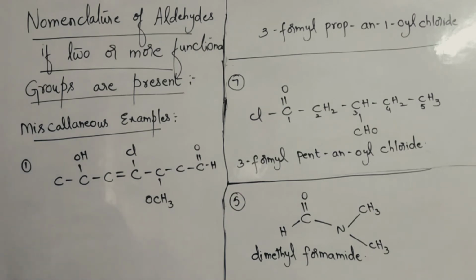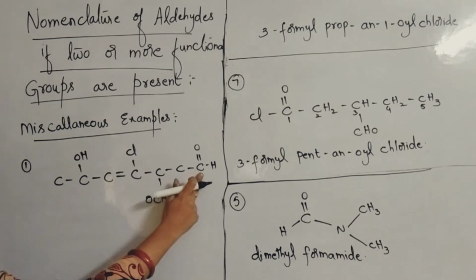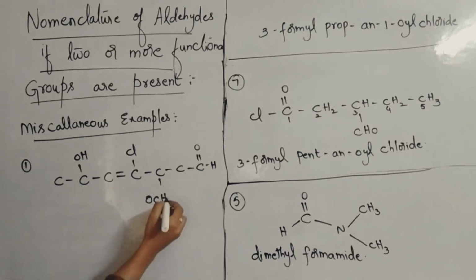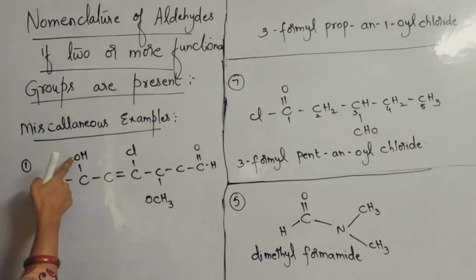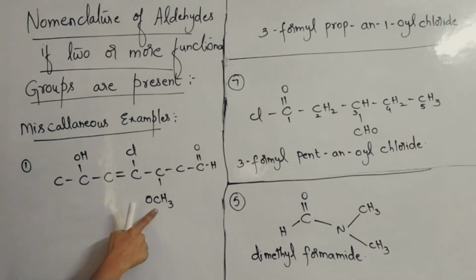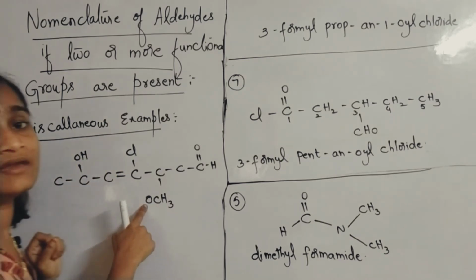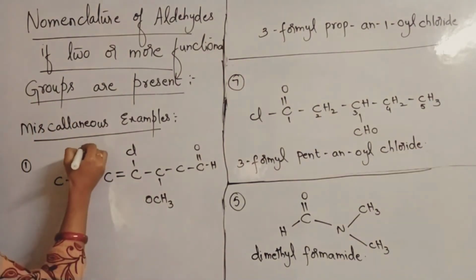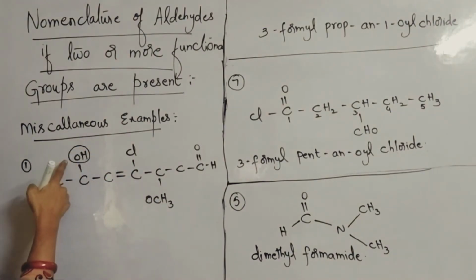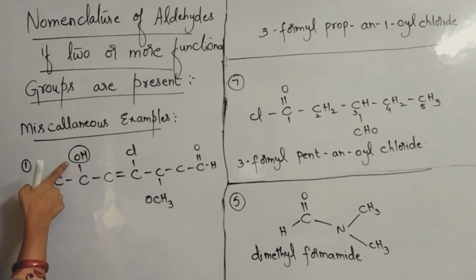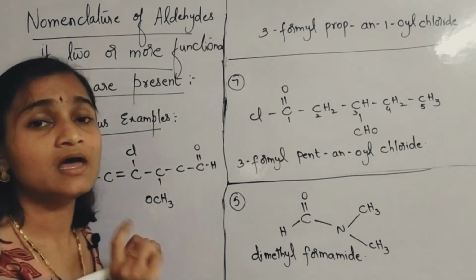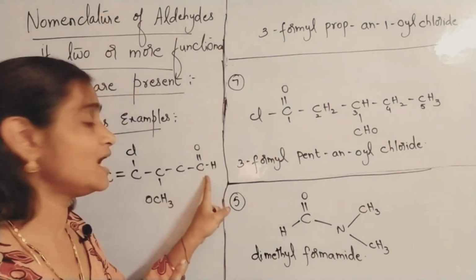Okay, one OH is there, one double bond is there. Okay, and one chlorine is there, one methoxy group is there, and then aldehyde is there. So you check all these: chlorine, the alcohol functional group, and what we call ether. All these have less priority than aldehydes. So let us check. You will be giving hydroxy. This is what? OH is actually alcohol, but OH has less priority than aldehyde.